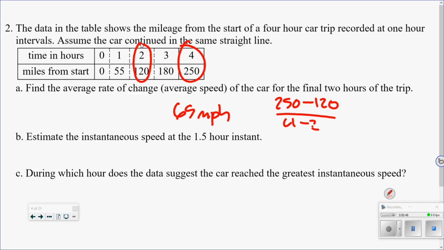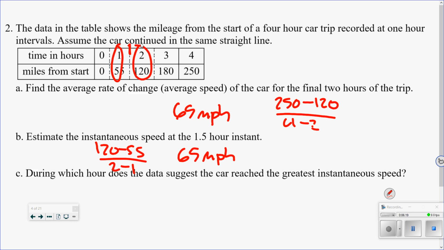Okay, so I want to estimate it. If I want to figure out how fast I was going right here, 1.5 is right between 1 and 2. I'm going to use these 2 points right here. I'm going to go from what was my average from the first hour to the second hour, and that should give me a good approximation. So I'm going to go 120 minus 55 over 2 minus 1. So that would be 65 over 1. So if I were just going to estimate or approximate, I'd say we're going about 65 miles per hour. Again, we don't know exactly what's happening. You could be going a lot faster or a lot slower, but that's the average from 1 hour to 2 hours. That's our best estimate.